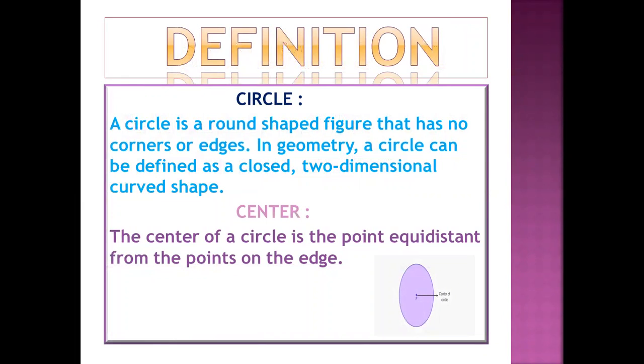What is a circle? A circle is a round shaped figure that has no corners or edges. In geometry, a circle can be defined as a closed two-dimensional curved shape. Or you can also say that a circle is the path of a moving point which is always at the same distance from a fixed point. And that fixed point is called the center of the circle. The center of the circle is the point equidistant from the points on the edge.